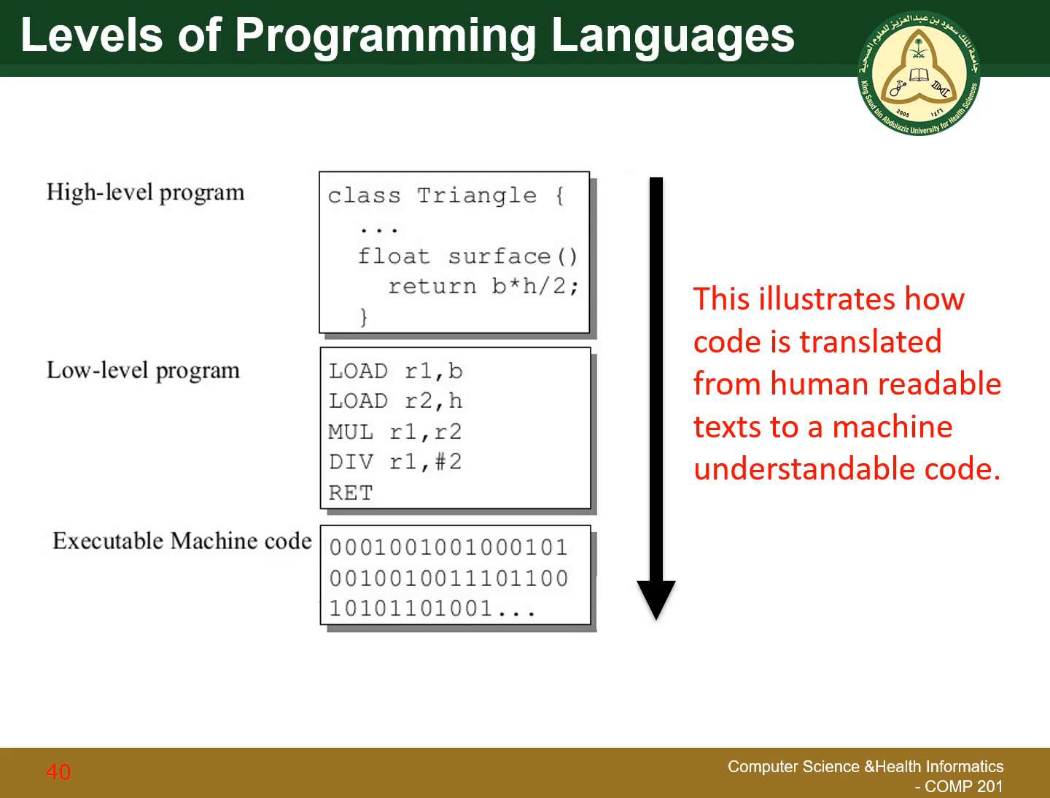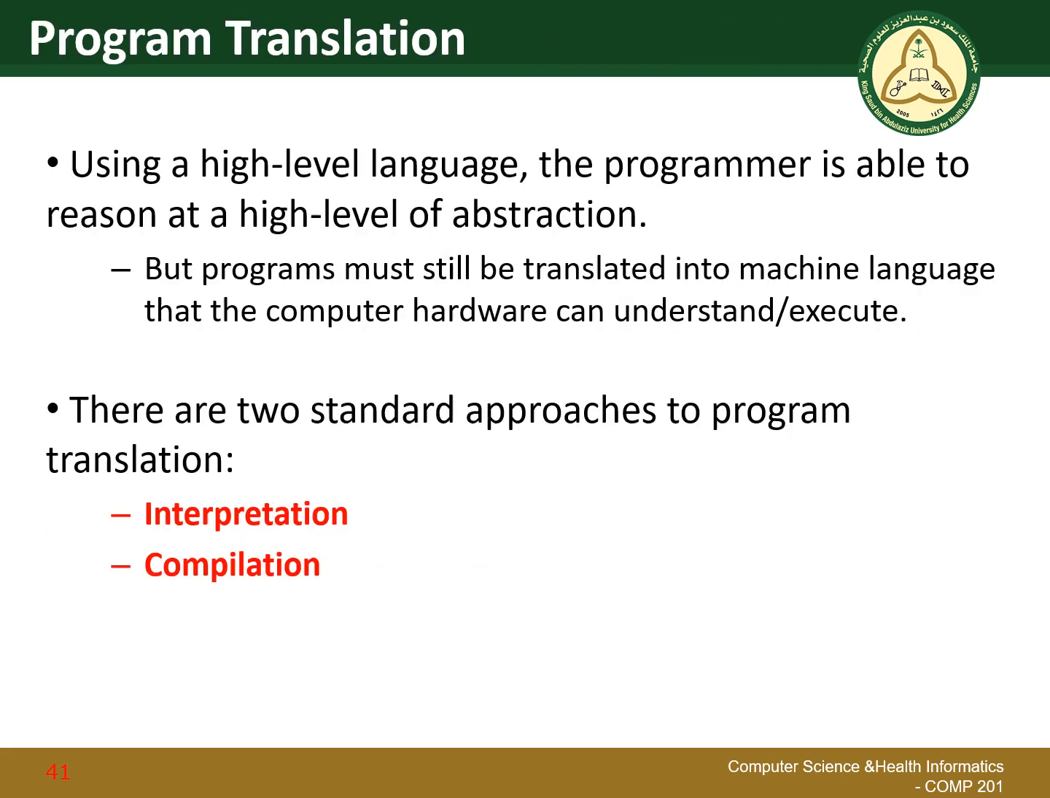When we write code in a high-level language, it must be translated into machine language so the computer can execute the program. Using a high-level language, the programmer is able to reason and think at a high level of abstraction. The programming process becomes easier. Programs written in a high-level language must be translated into machine language so the computer hardware can understand and execute them. There are two standard approaches to program translation: interpretation and compilation.